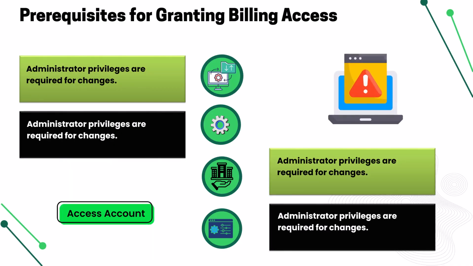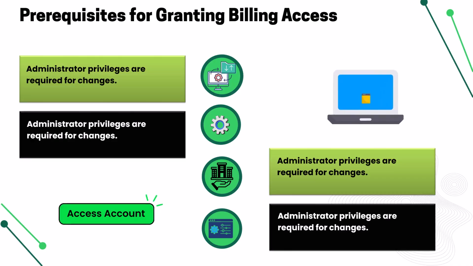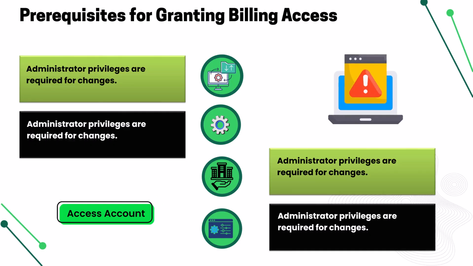Before we start handing out billing access, there are a few checkpoints we need to pass. First, you'll need admin privileges, no shortcuts there. Next, the IAM user setup must be in place, followed by enabling billing roles. Finally, those policies need to be properly configured, because permissions without policies are like doors without locks.